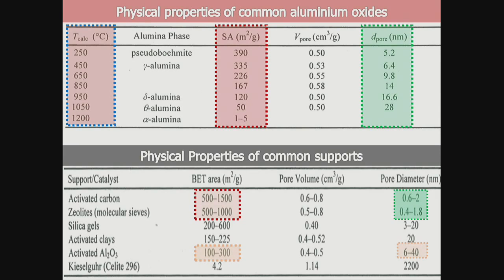So I use gamma alumina predominantly, which has a surface area at the top of the table, which is about 300 to 350 meters squared per gram. But the alpha alumina has only 1 to 5 meters squared per gram. And that's what this would be made with. Okay? Hell of a difference.